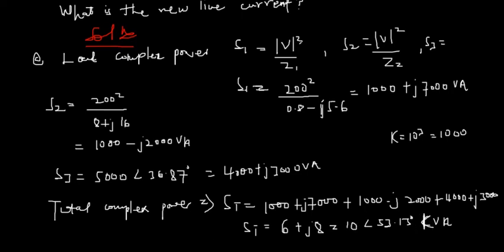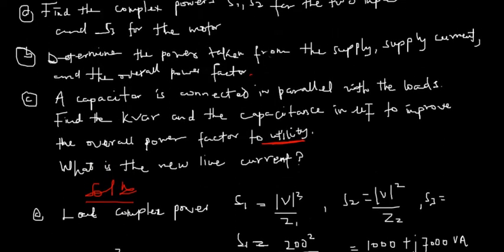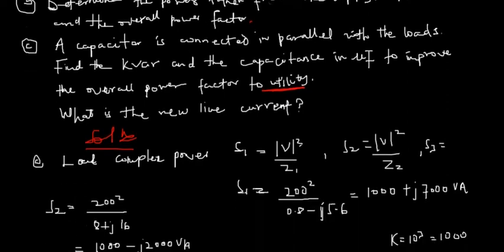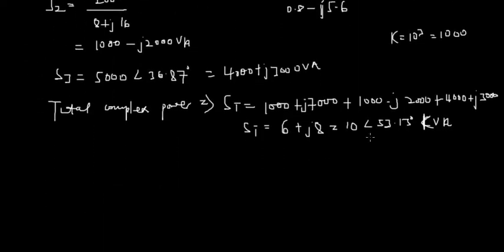Right. So let's proceed. Let's proceed to what? B, okay. Let's proceed to question B. So we have to determine the power taken from the supply, okay, supply current and the overall power factor, okay. Now, so let's see how we go by that. So this is B, okay.